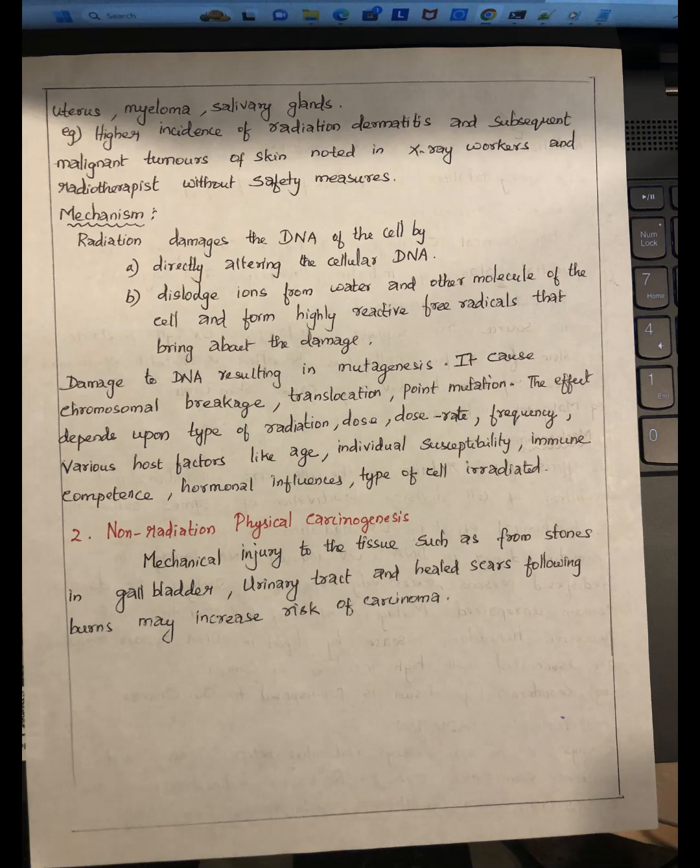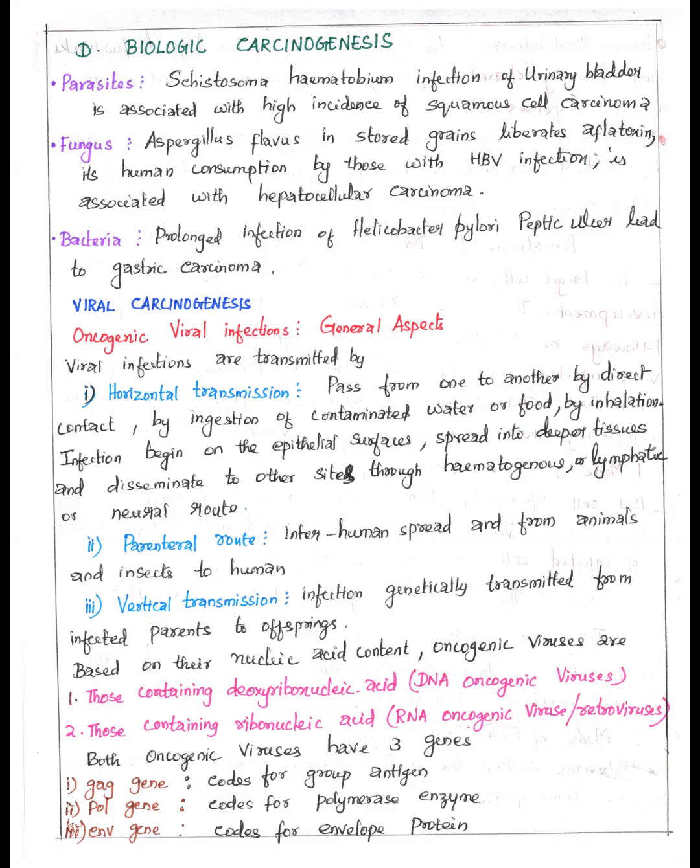Finally, we will learn how cancer is caused by biological agents. Parasitic, fungal, bacterial, and viral infections may lead to cancer. For example, Schistosoma haematobium, a parasitic infection of the urinary bladder, is associated with high incidence of squamous cell carcinoma.